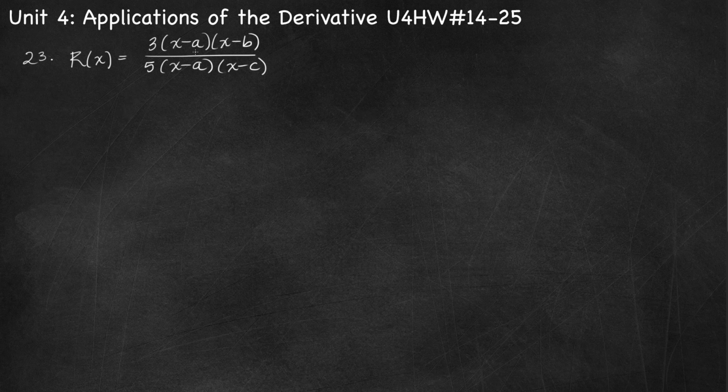Well, since x minus a is a common factor of my numerator and my denominator, I know there's a removable discontinuity when x is a. And a removable discontinuity is going to look like a hole in the graph.